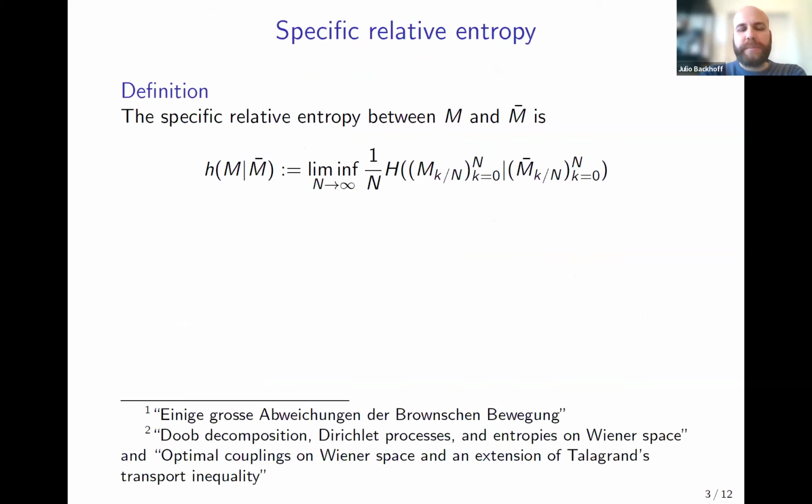Indeed, this has already been defined, in fact, more than 30 years ago. The object has been called specific relative entropy. And it's precisely the scaled limit of the relative entropies, as I just tried to motivate. There is no reason why the limit exists. So, okay, we take the limit inferior, that's fine.